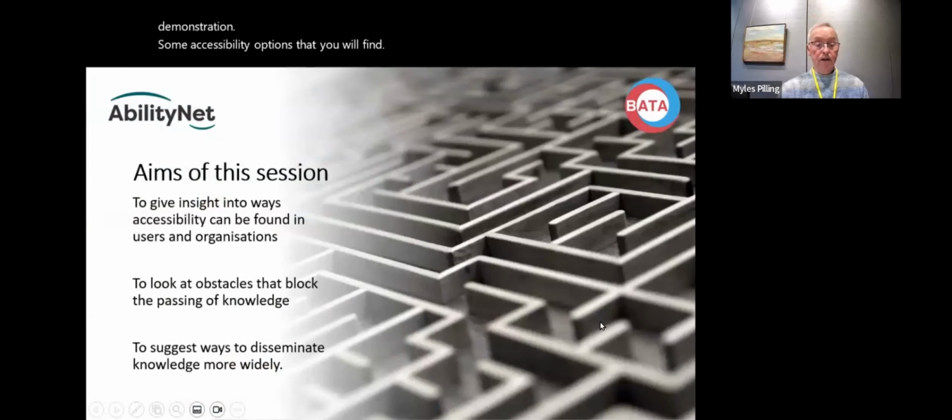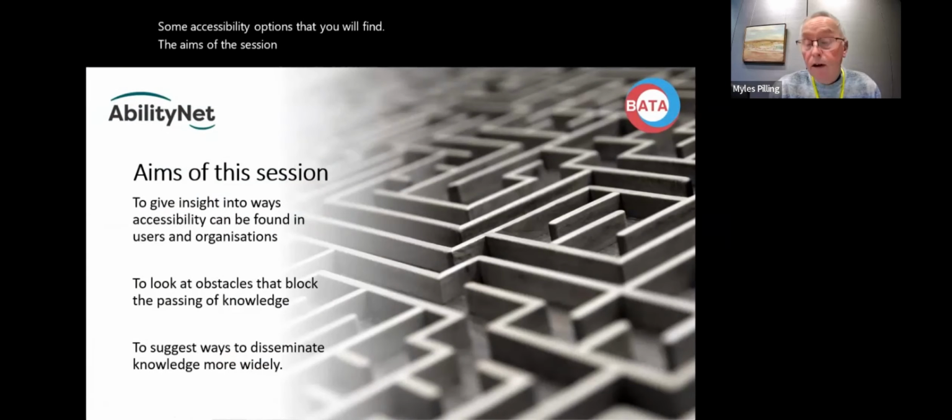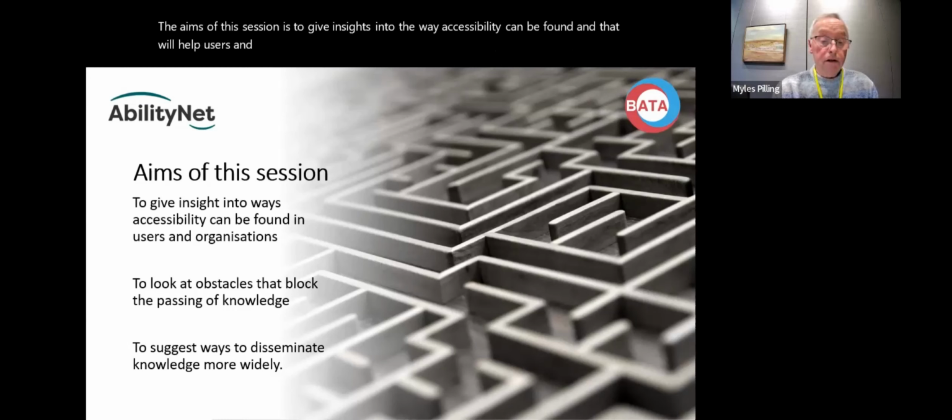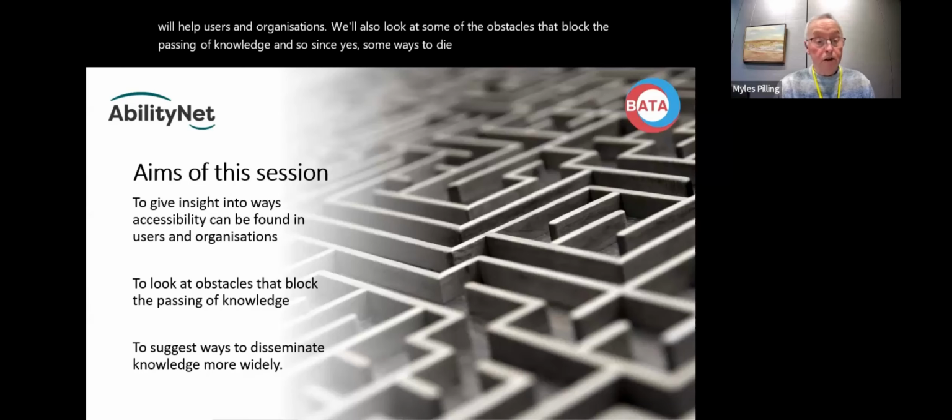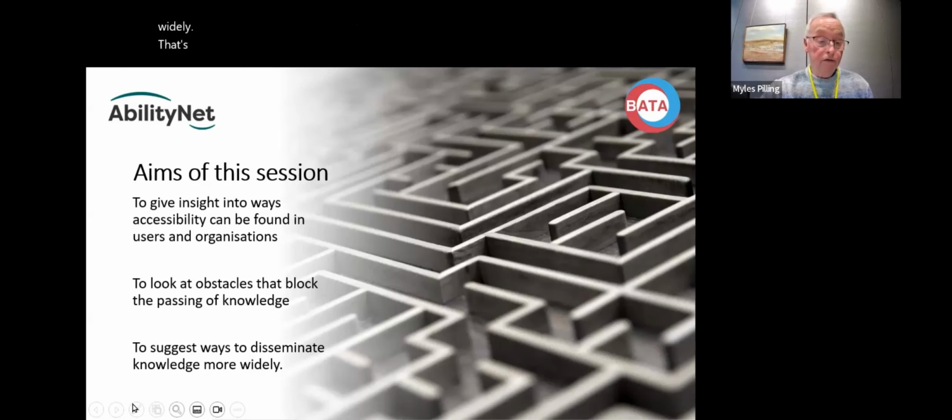The aims of the session is to give insights into the way accessibility can be found, and that will help users and organizations. We'll also look at some of the obstacles that block the passing of knowledge and suggest some ways to disseminate knowledge more widely. That's something that we feel is very important at this point in our history.